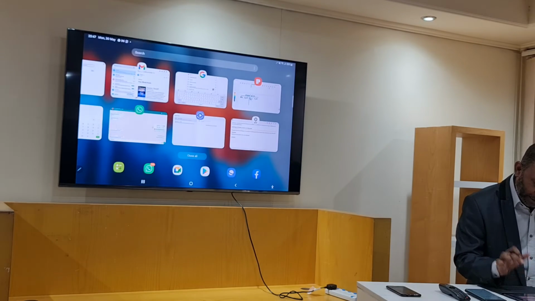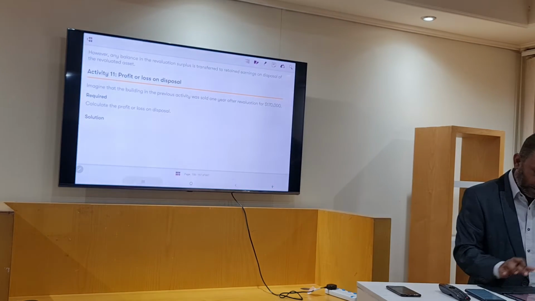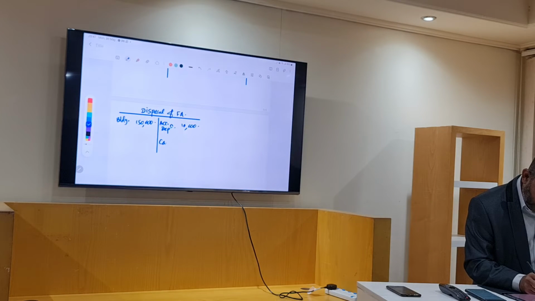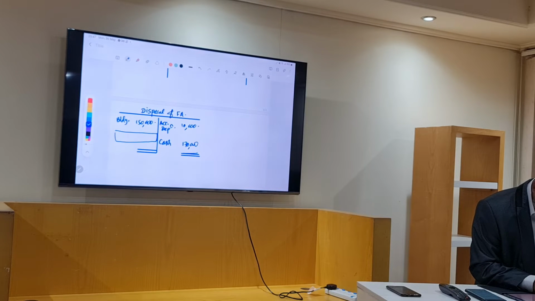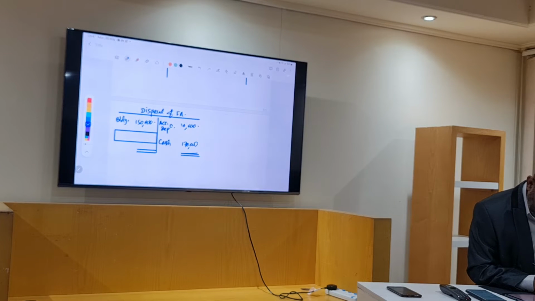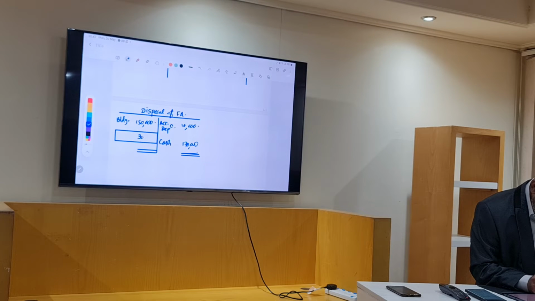So how much are we selling this for? 170,000. So cash 170,000. 180 minus 150 minus 10,000. The balancing figure here is 30,000 profit on disposal.